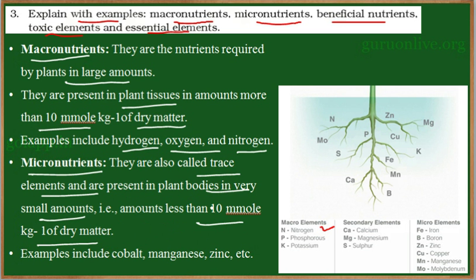Examples of such micronutrients are cobalt, manganese, zinc, etc. Other examples include iron, boron, zinc, copper, manganese. All these are examples of micronutrients.